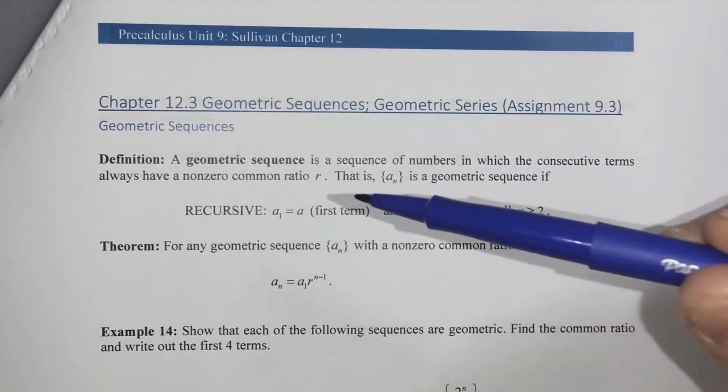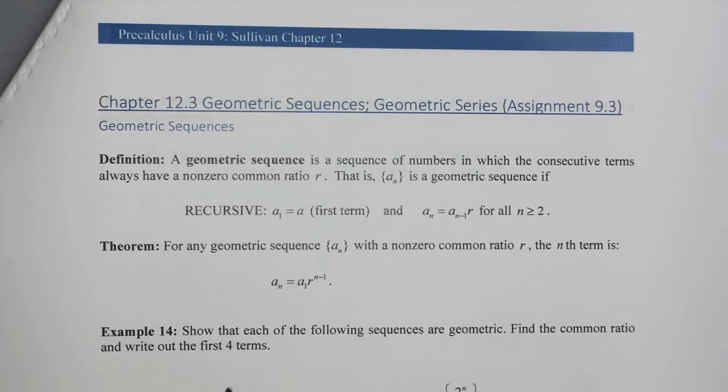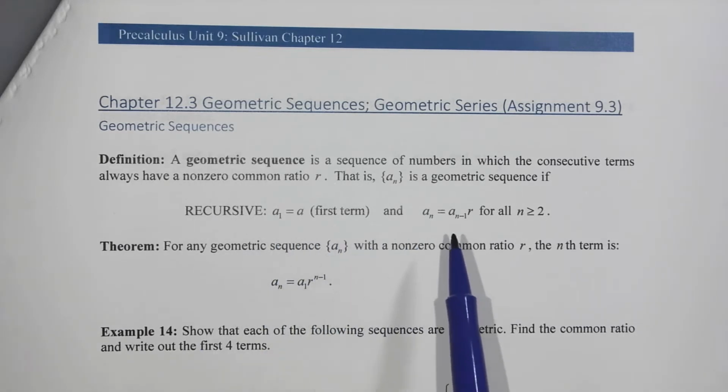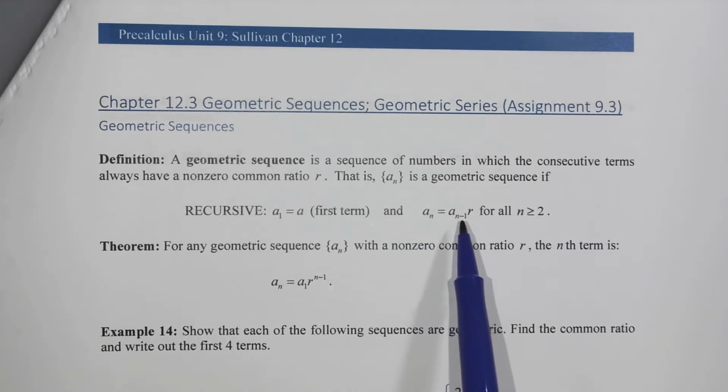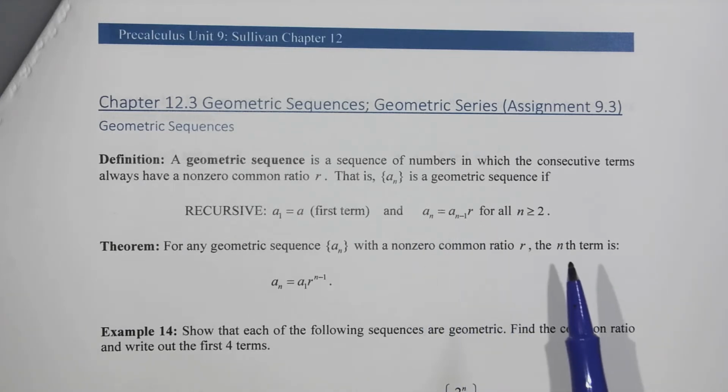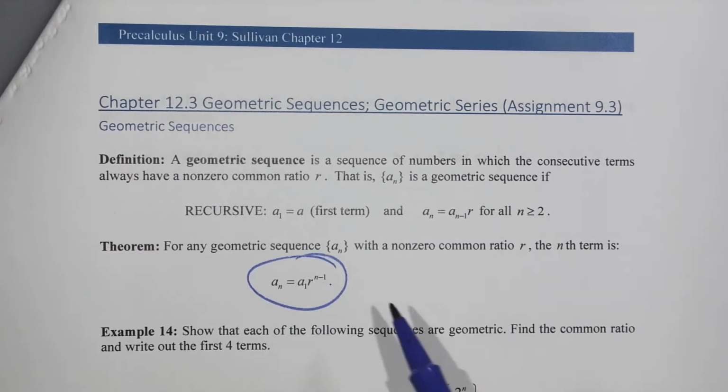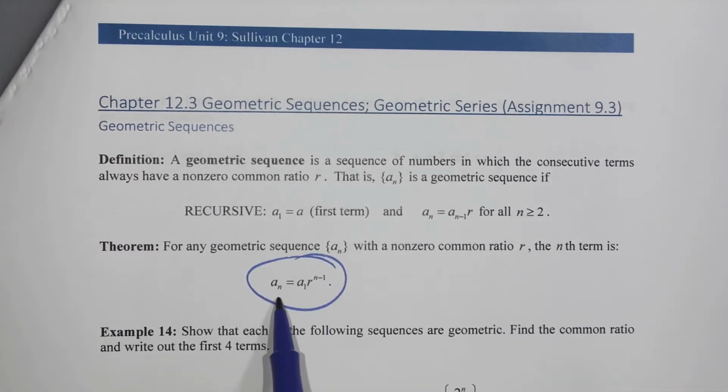ratio r. So if we're going to define these recursively, we would say the first term is whatever the first term is, and then the next term is found by taking the previous term multiplied by whatever that common ratio is. The generic explicit form is that the nth term of a geometric sequence is given by the first term times the ratio to the power of n minus 1.